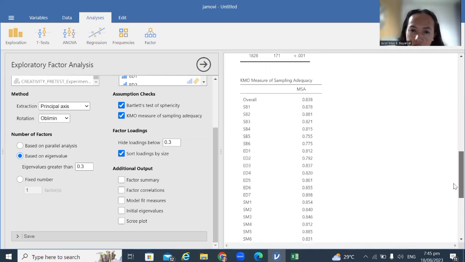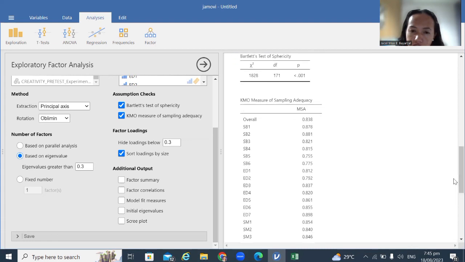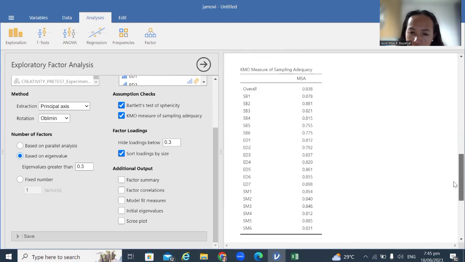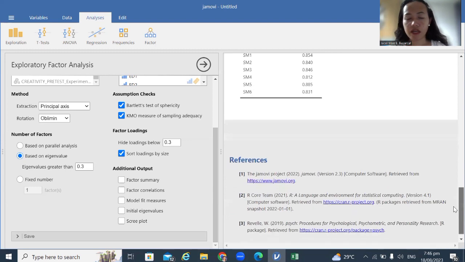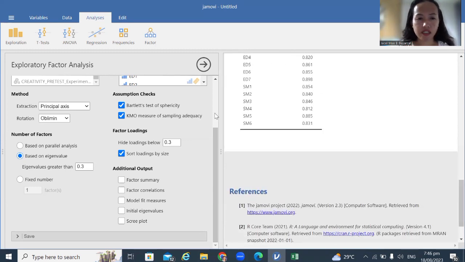So this is the KMO measure of sampling adequacy. You can find here that from this data, we have SB2, for surfing and browsing 2, as the highest score, while for this one we have 0.98, 0.87, and then for SM, we have 0.85. So that's for factor analysis. You try to see the relationship or the correlation between each factor loading.